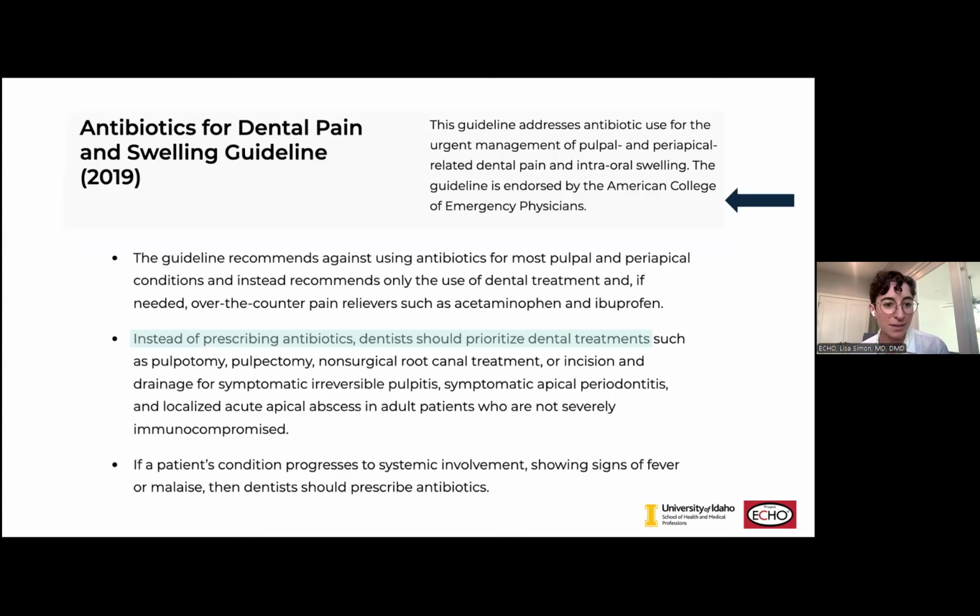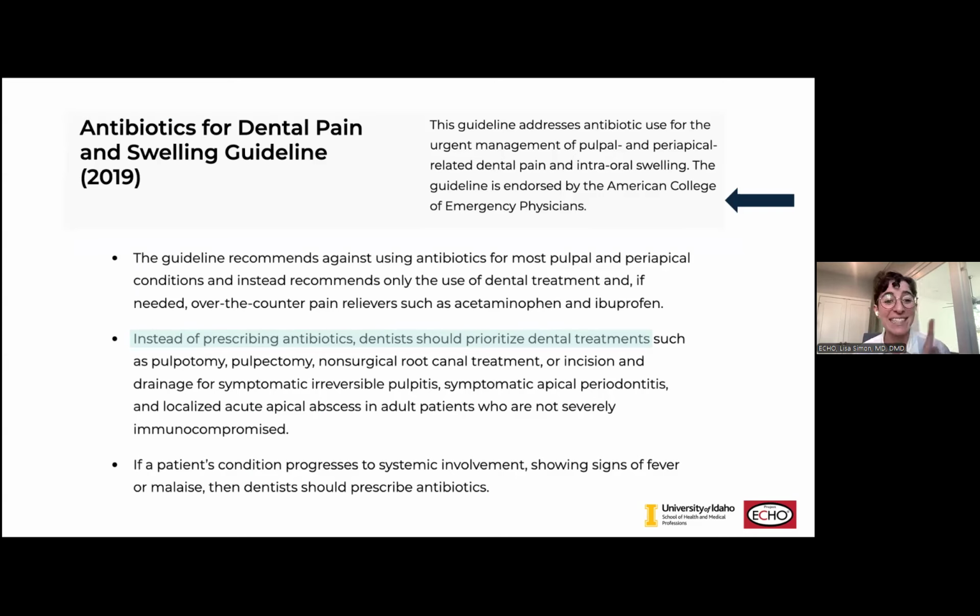All right. Moving on to more heretical recommendations. This one's a little bit older, but these are the ADA's guidelines for using antibiotics for dental pain and swelling. I'll also note that this was endorsed as well by ACEP, the American College of Emergency Physicians, but I still don't think you need to follow it, and here's why.